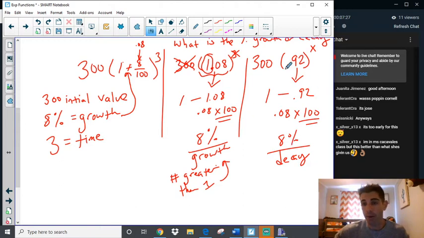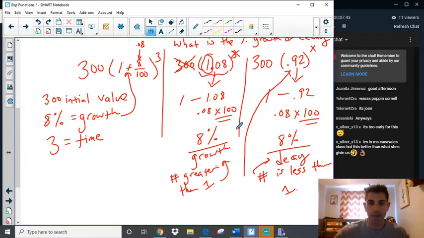Now, how do I know it's a decay? The number inside the parentheses is less than 1. So again, that's how I know it's a decay, because we're looking inside the parentheses.